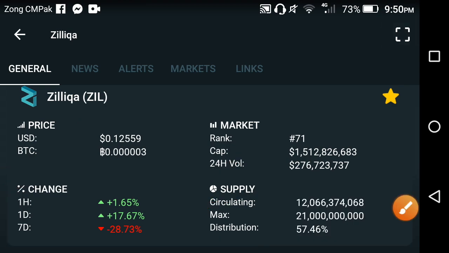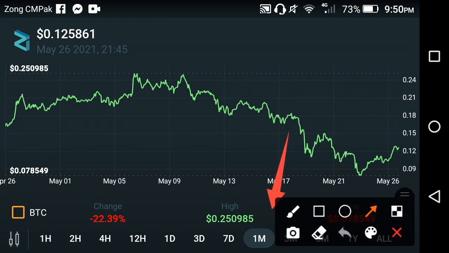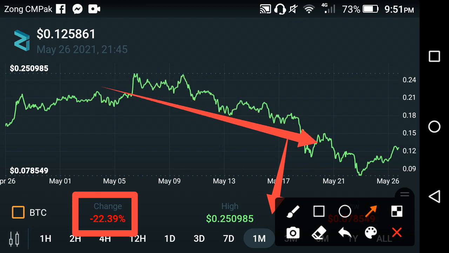Let's see, my friends, the price chart. What's going on? Let's discuss. You can see here the last 1 month price chart of Zilliqa. Negative 22.39% change has occurred. Oh my goodness! In the last month the price of Zilliqa fell fast. Oh my god! The whole month the price of Zilliqa is going down. Oh, I'm very shocked to see. But now at the end of the month, the end of May, it again started moving upwards.